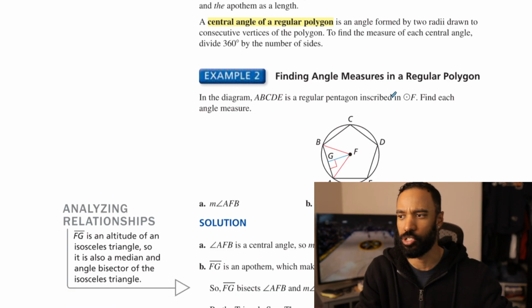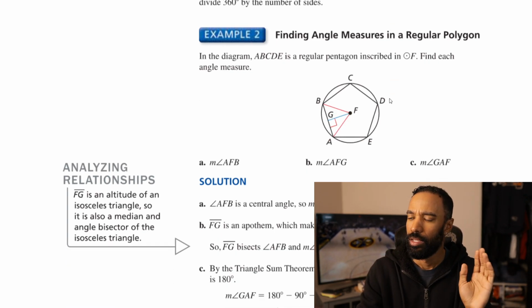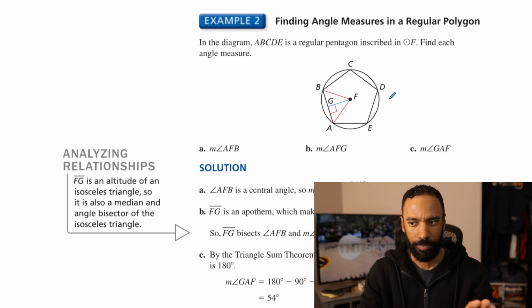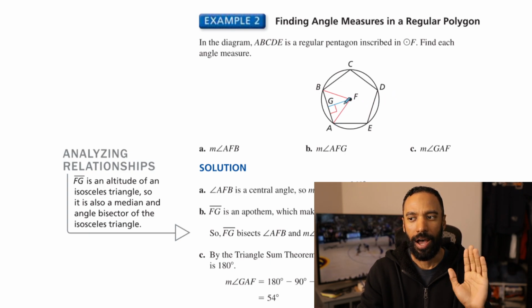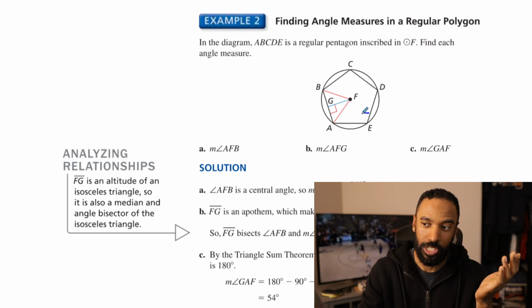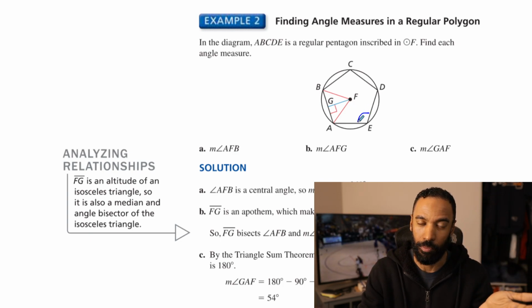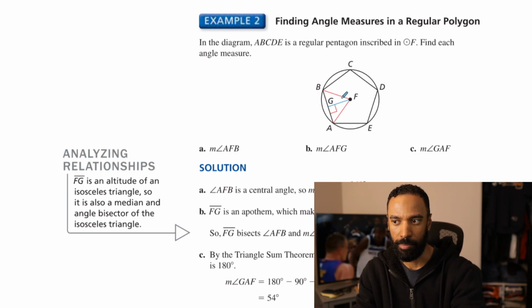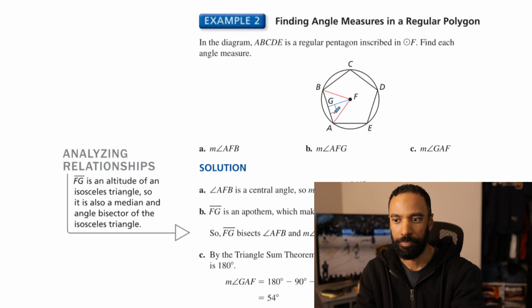Okay, finding angle measures in a regular polygon. Interestingly enough, wait, hold on. I want to see which ones they're talking about. AFB, AFG, and GAF. Okay. If they were talking about interior angle measures, you would have done that in IM1, I assume. And it doesn't look like they're going to get that deep into the whole 180 times n minus 2 stuff. We're going to talk about the central angles here.